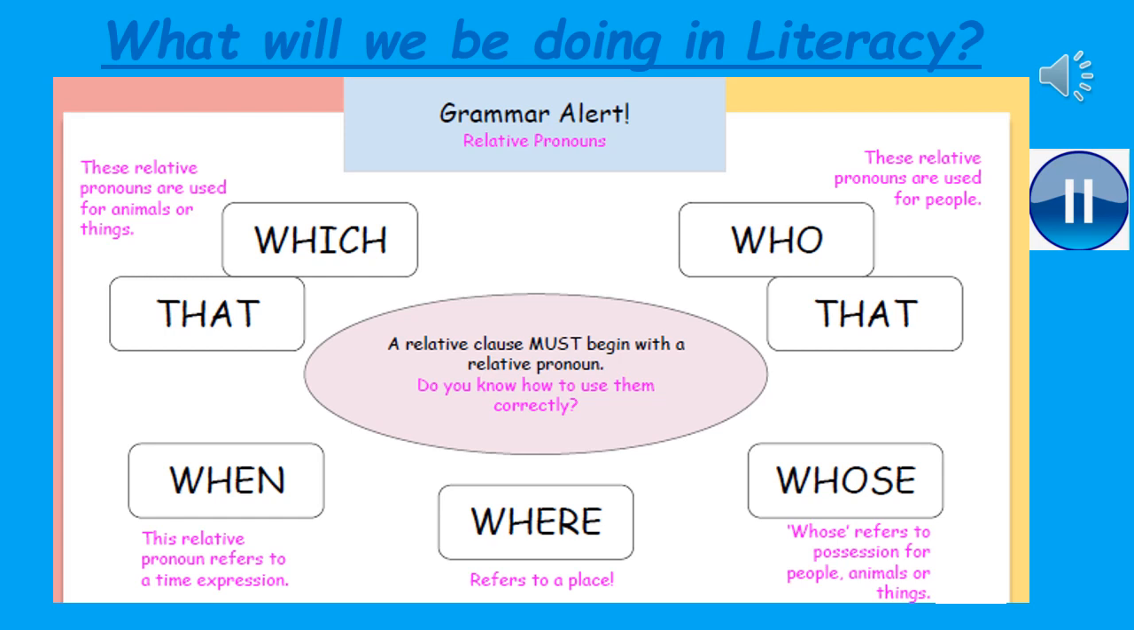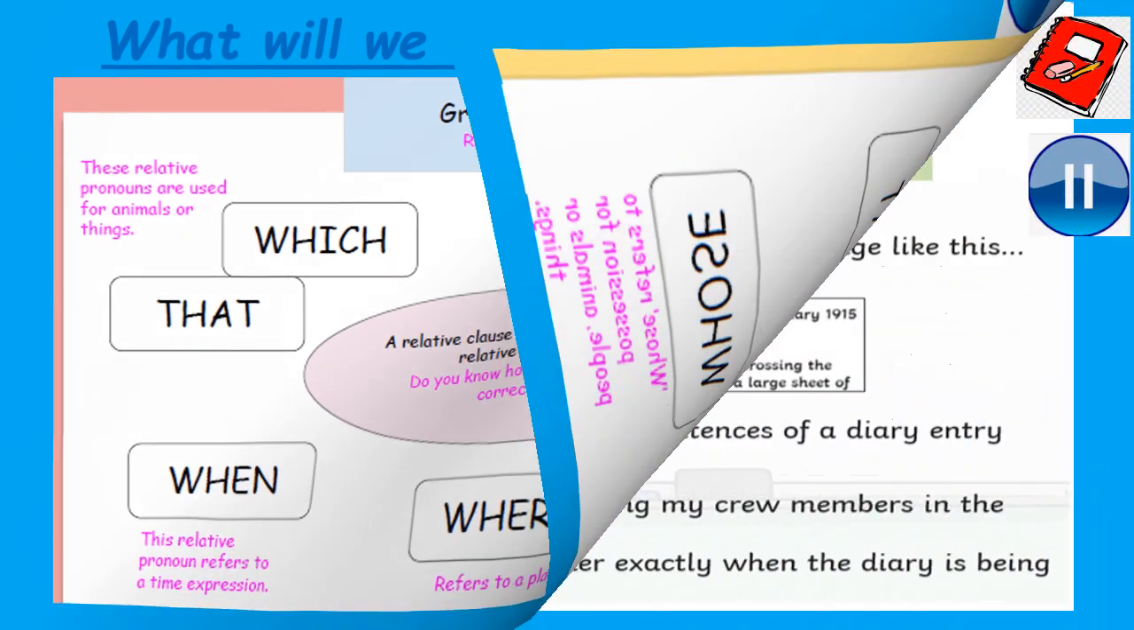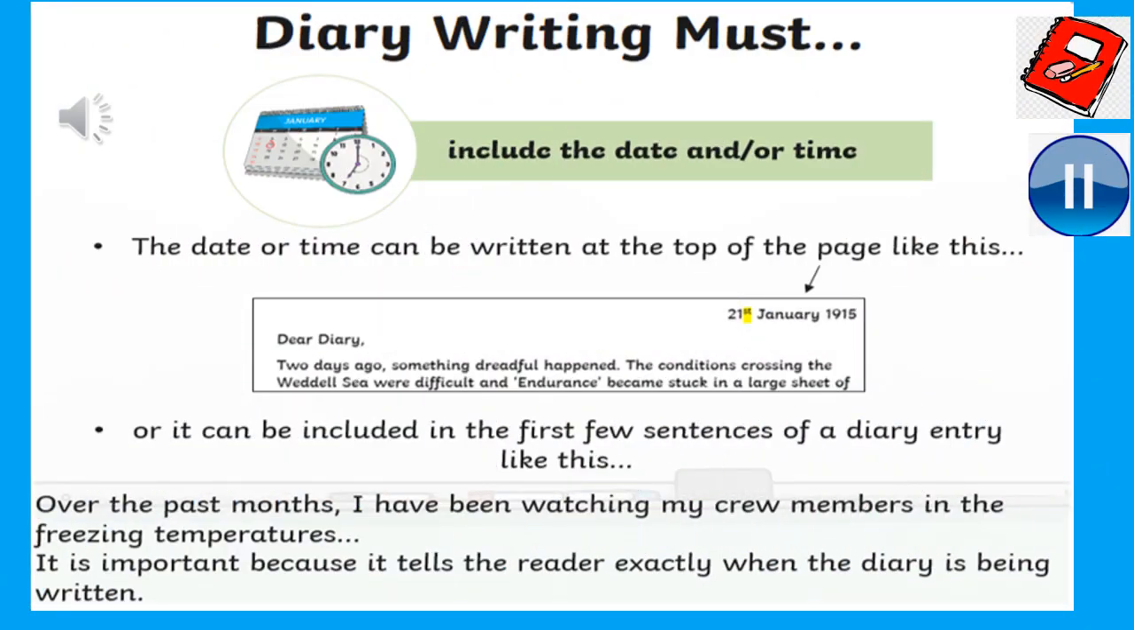A relative clause is slightly different. It must begin with a relative pronoun. These are which, that, when, where, whose, or who. And as we said, you will be writing a diary extract about your dilemma. So common features of a diary must be seen. For example, they'd start with Dear Diary and include the date or the time.